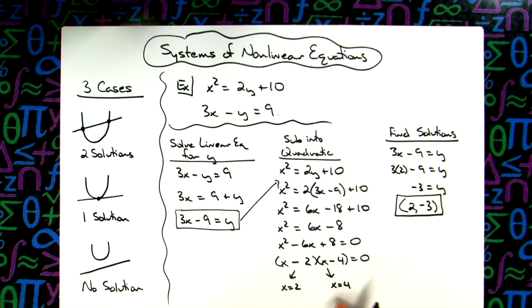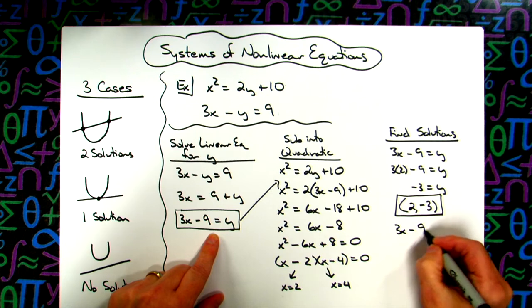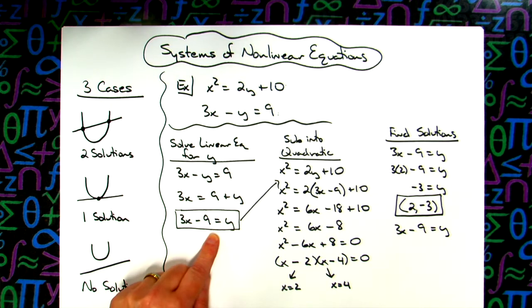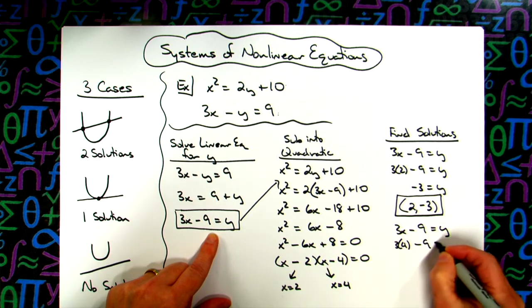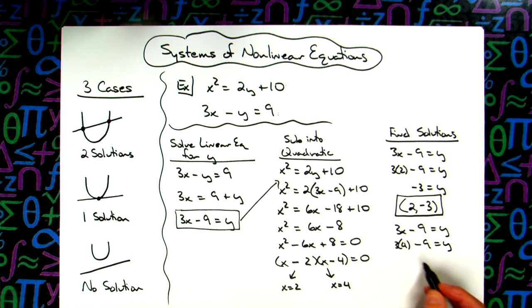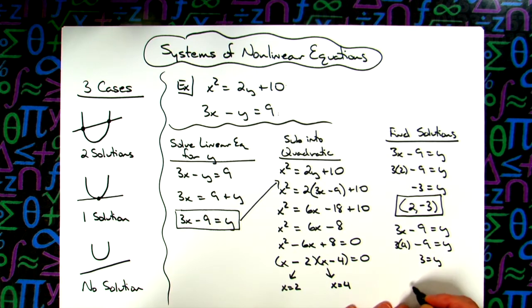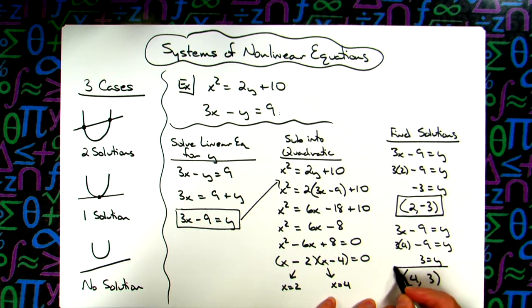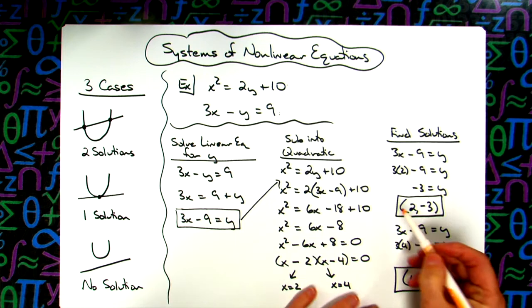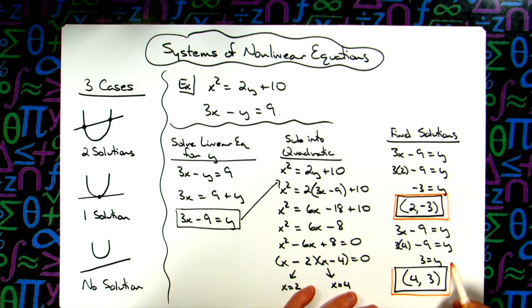I'm going to do the exact same thing with the 4. I'm going to take this equation, just because it's already solved for y, so it's easier to plug in there. So 3 times 4 minus 9 is equal to y. This is going to be 12 minus 9, which gives me a 3 for the y. So that ordered pair will be 4, 3. Then my two solutions are going to be the point 2, negative 3 and the point 4, 3.